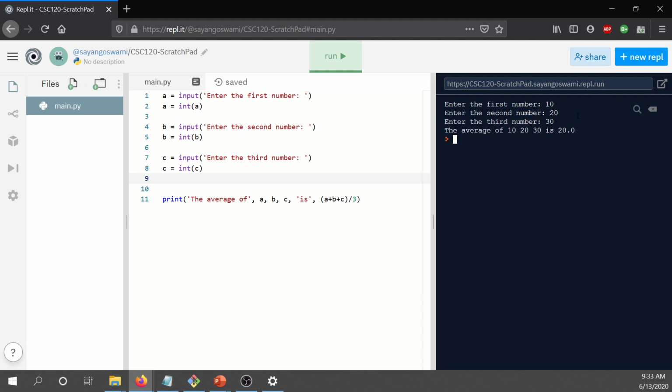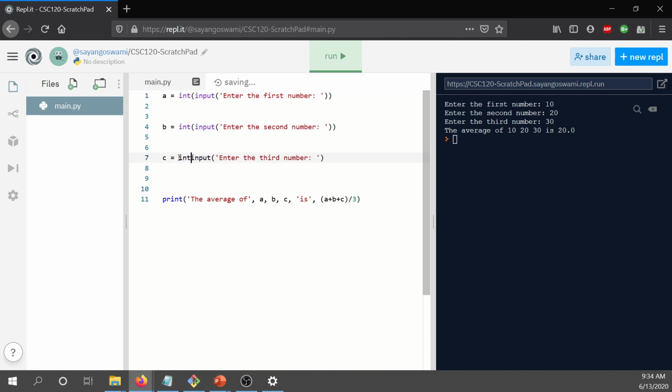One more way of doing it is, if you are already a little confused by what's happening so far, you don't need to worry about this. But just so you know, there is another way of doing this. You can get rid of these and enclose the input directly into the int. So you can say a equals int input, b equals int input, c equals int input.